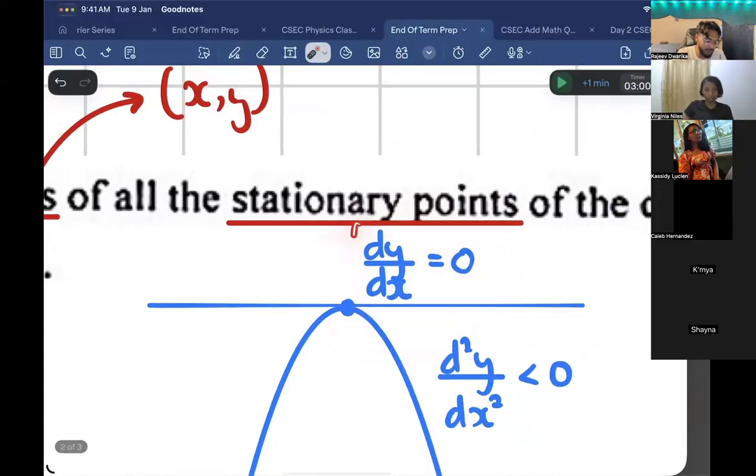Right. What does dy dx tell us to do? What does it mean? Gradient, change in y over change in x. Good. And it also means the first what? Derivative. Yes. dy dx is the first derivative.